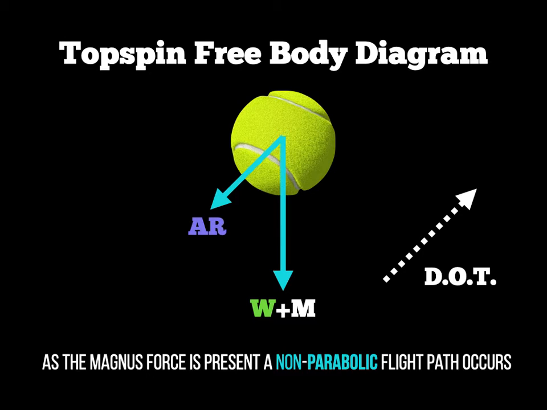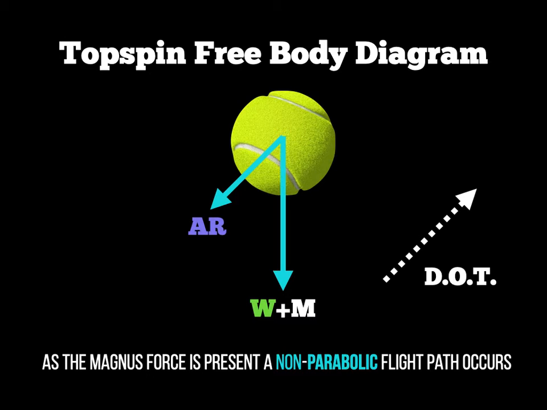Now, because we've got the Magnus force present for a topspin shot, it is always a non-parabolic flight path. So that's always worth remembering when you're writing the free body diagram too. If the Magnus force wasn't there, it would be a parabolic flight path. But because of the spin, it's deviating. So therefore a non-parabolic flight path is occurring.